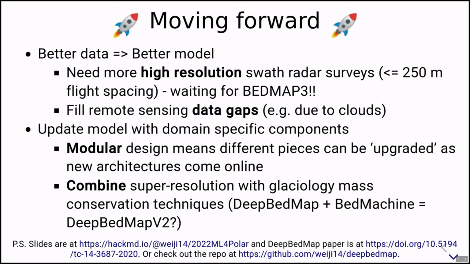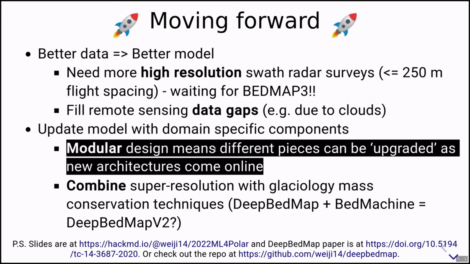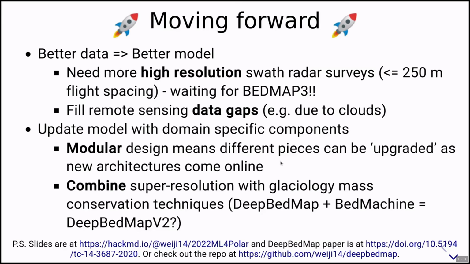And for the remote sensing people, we need to fill in some data gaps, mostly due to cloud cover, but we're pretty onto that. And for the machine learning people, we can upgrade different pieces, new architecture designs. I'm looking at maybe physics-informed neural networks, or different architectures like transformer models, or even doing some neural architecture search to find out what's a good architecture to use. And maybe we can combine DeepBedMap with physics-informed models like BedMachine to produce the next version of this.